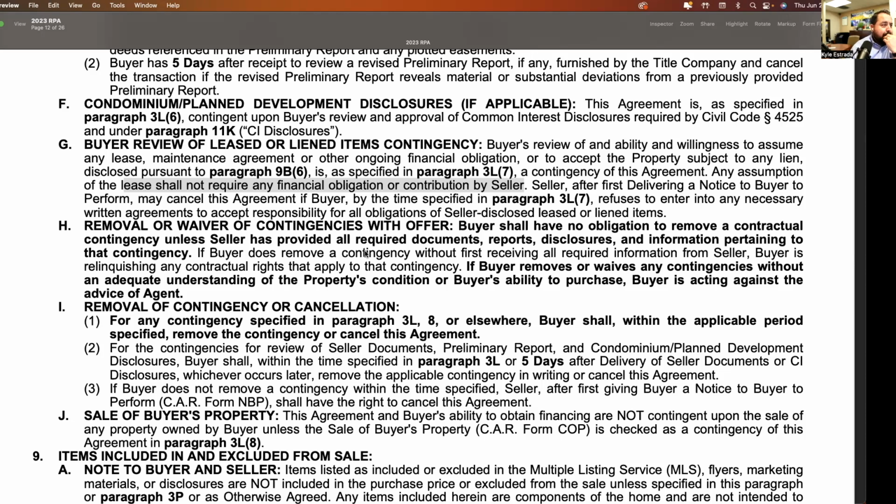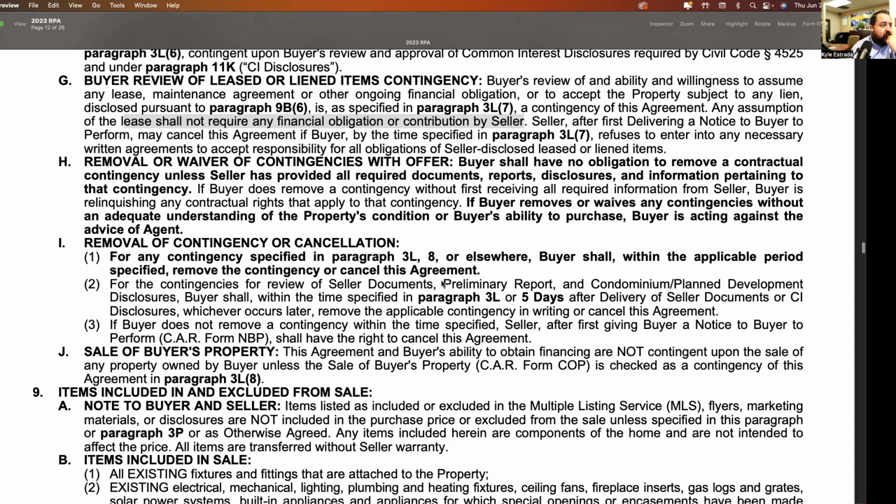Okay. That was the removal of contingency or cancellation. For any contingency specified in 3L, 8, or elsewhere, buyer shall, within the applicable period specified, remove the contingency or cancel the agreement. Now, it's not that black and white. Like, that's what you're supposed to do. It's like, hey, day 17's here. We're supposed to remove our contingency or cancel and move on.